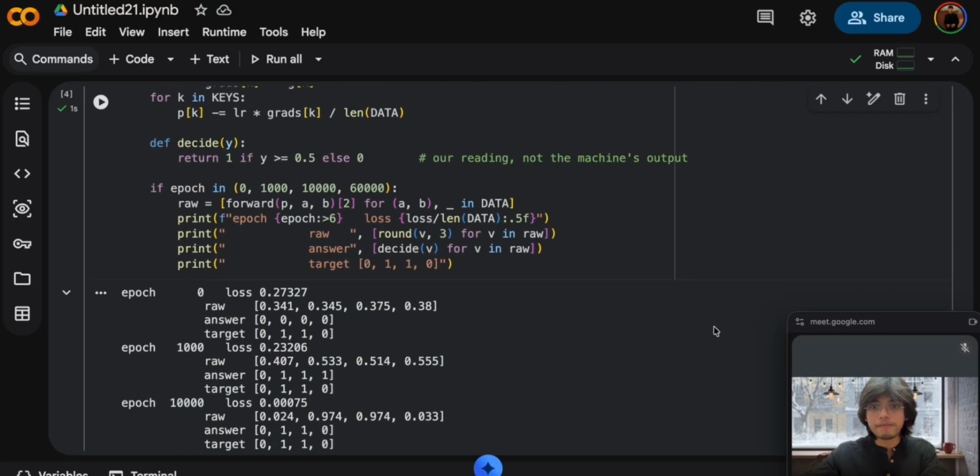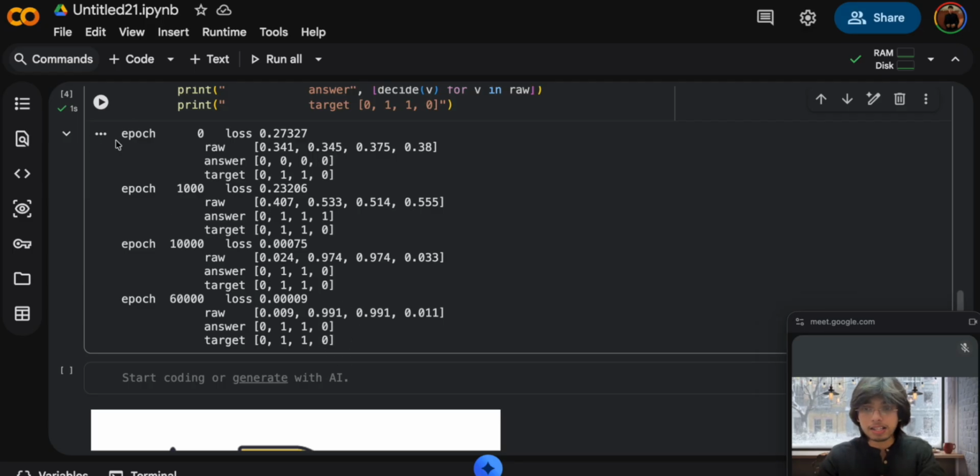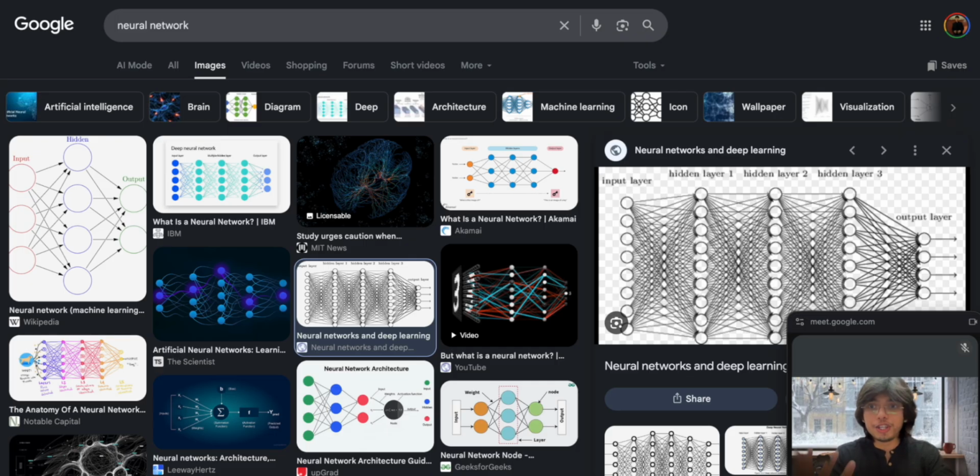We'll also write the code and we'll let the machine learn XOR. We'll let the machine learn this particular pattern. Now let's start from the basics. Let's start with the term when we hear neural network.